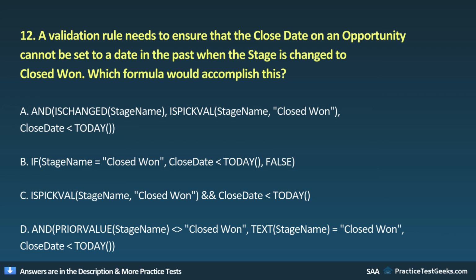A. ISCHANGED(StageName), StageName = "Closed Won", CloseDate < TODAY(). B. IF(StageName = "Closed Won", CloseDate < TODAY(), false). C. ISPICKVAL(StageName, "Closed Won") and CloseDate < TODAY(). D. ISCHANGED(StageName), ISPICKVAL(StageName, "Closed Won"), CloseDate < TODAY().